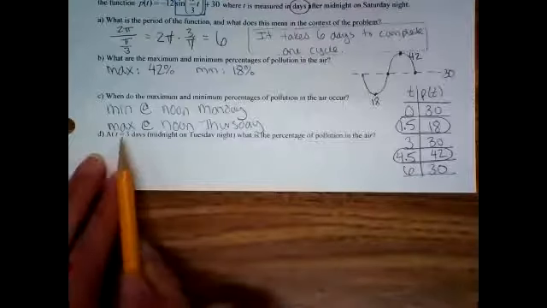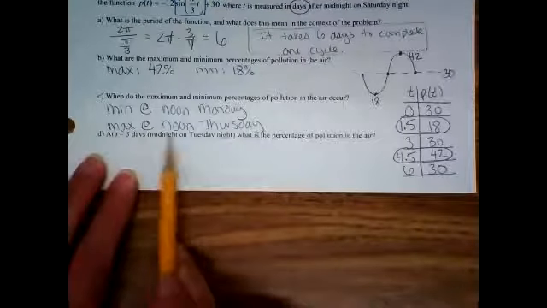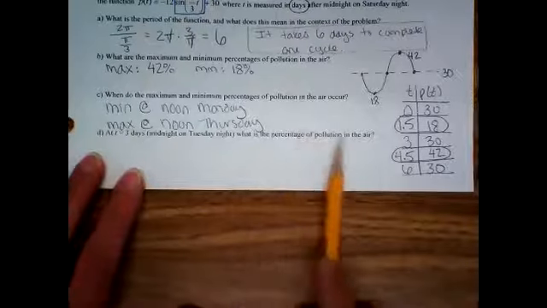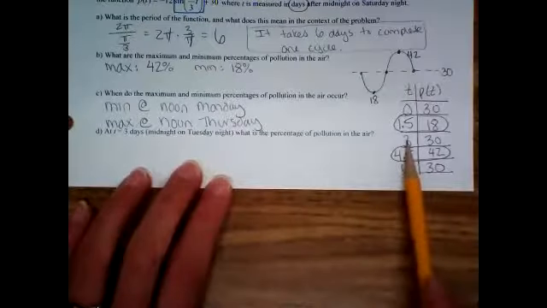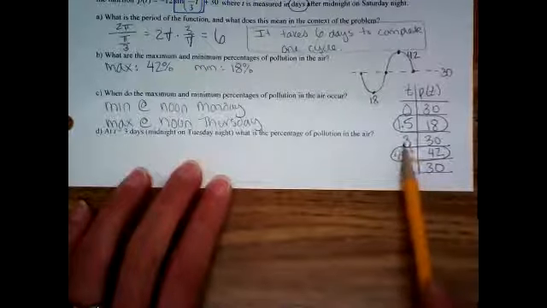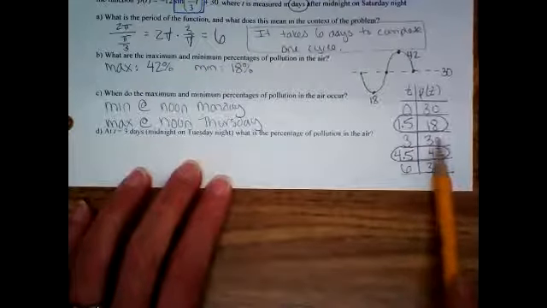And then the last one, at time 3 days, and then I wrote on midnight on Tuesday night. What is the percentage? Well, we already made a little chart. At 3 days in, what's our percentage of pollution? 30%.